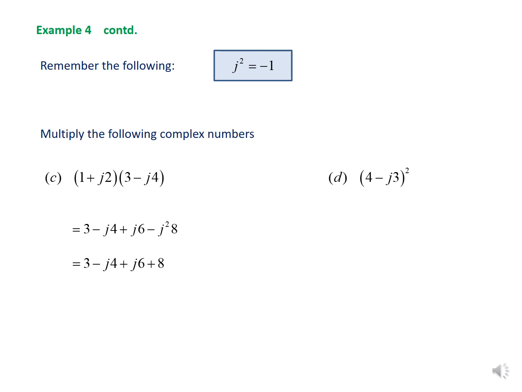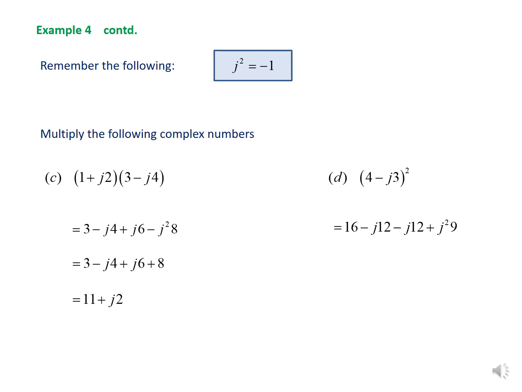On the next line, I've tidied up the j squared term. j squared is negative 1, but we have a negative, so therefore we have a negative times a negative giving us a positive. Final answer is 3 plus 8. Gather together the real parts to get 11, and we tidy up the parts in the middle there to get plus j2.